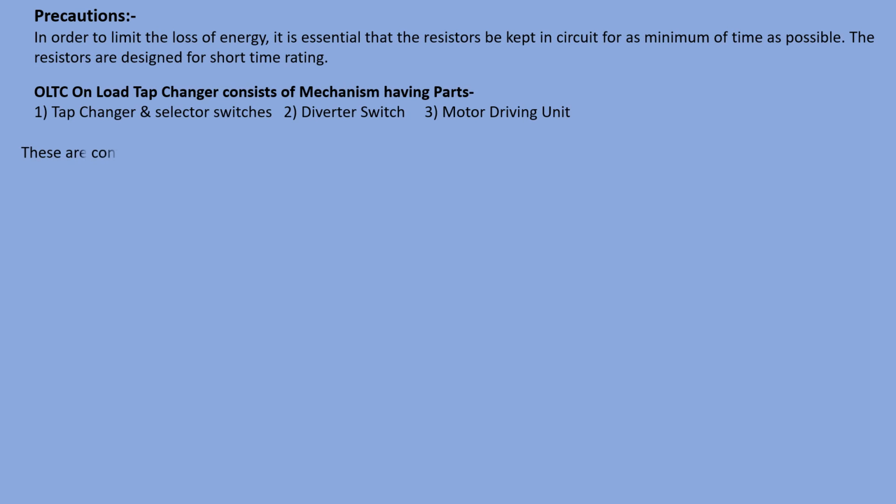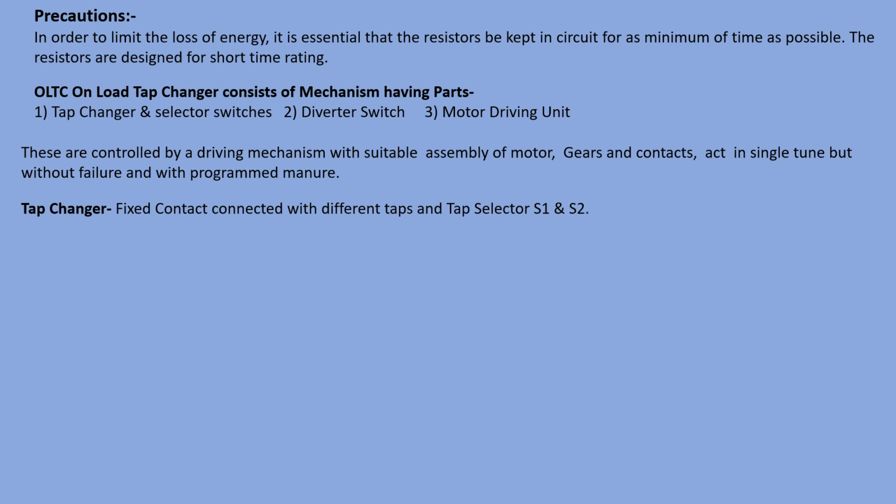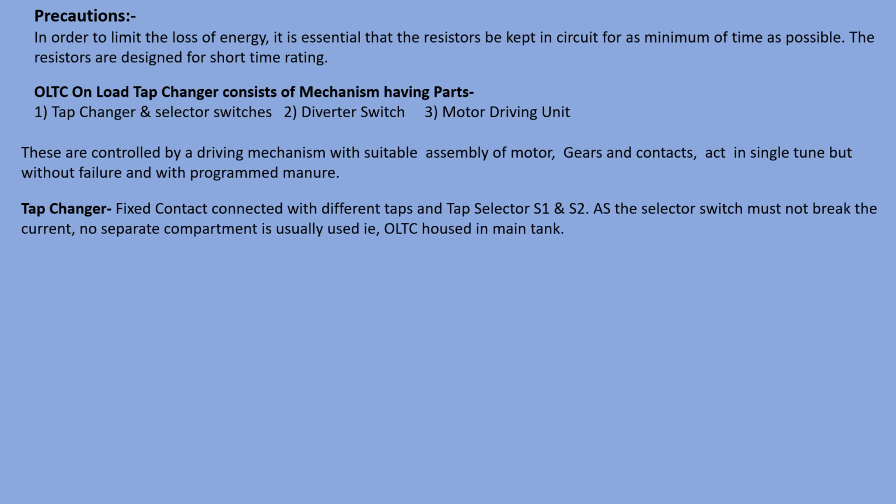These are controlled by a driving mechanism with a suitable assembly of motor, gears and contacts, acting in a single tune but without failure and in a programmed manner. Tap changer: fixed contacts connected with different taps, and tap selectors S1 and S2. As the selector switch must not break the current, no separate compartment is usually used, that is, the OLTC is housed in the main tank.